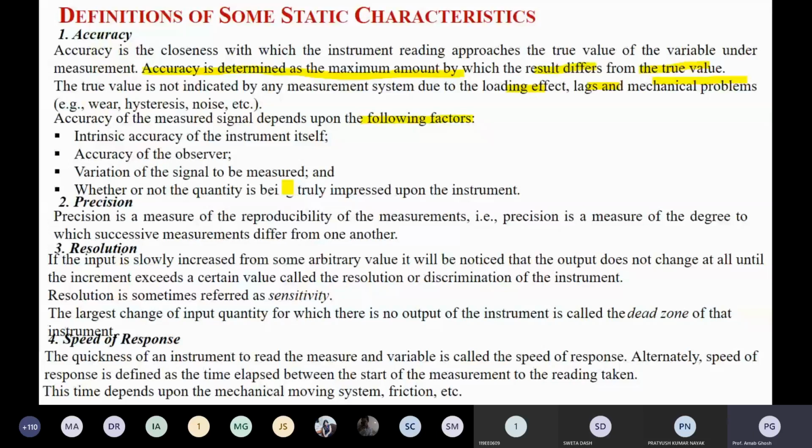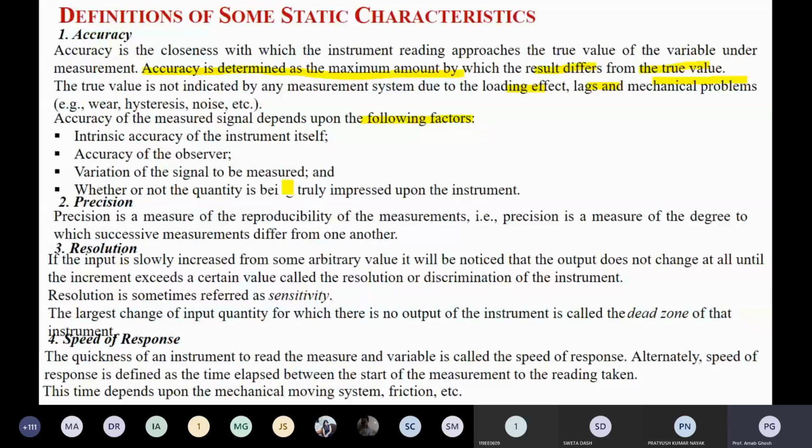Final one is the speed of response. So how fast it is responding. That means how fast it reaches the set value. That is another important issue. So it is called the speed of response. Okay, how fast is it responding? If it reaches the steady state value very fast, you can say that your measuring instrument is very good. But one problem is there.